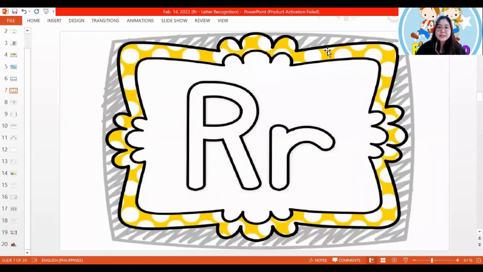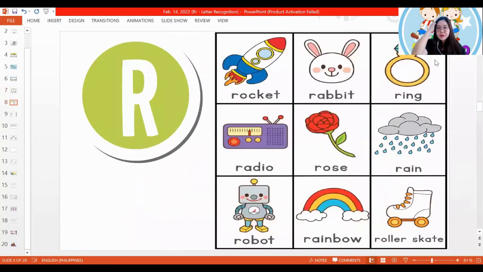So let's trace our capital letter R. We start at the top, make a straight line down. Go back up, make a small curve to the middle and kick. And now let's trace lowercase letter r. Straight line down, go back up, and a curve. And we have lowercase letter r. Good job. So let's see what we have for the next slide.